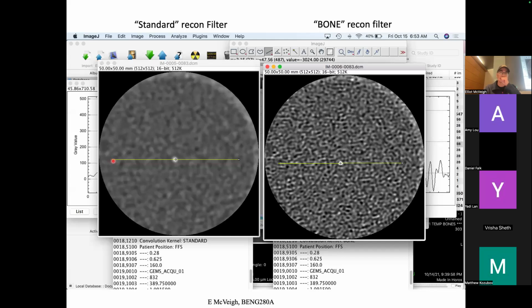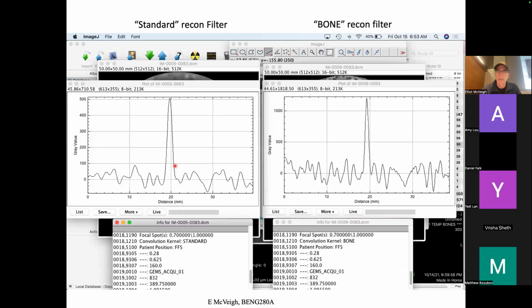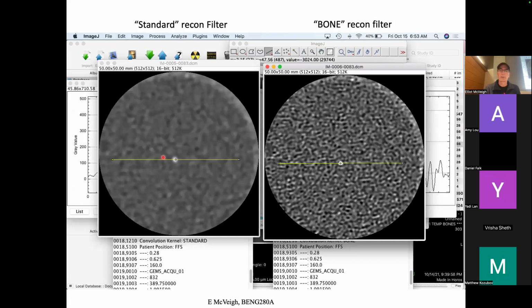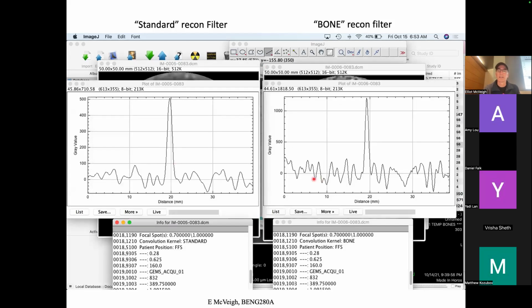We can do a plot through the signal that is generated by this wire. Remember, it's a 50 micron wire, so it's way smaller than the pixels that I'm showing here, which are probably, I don't know, 200 microns or something, 0.2 millimeters or something like that. The point is, the object is a lot smaller than the pixels. So if I remember, this is standard on the left. This is bone filter on the right.